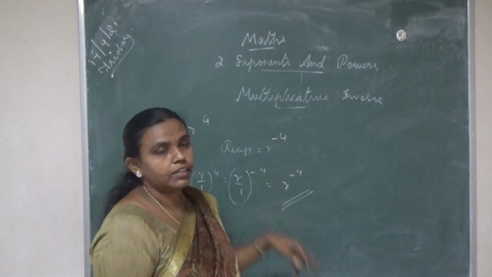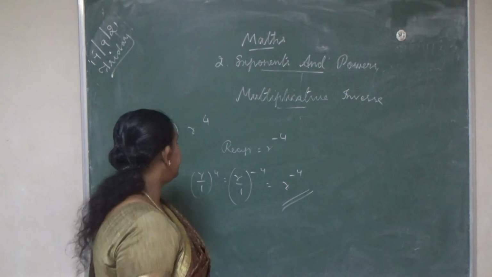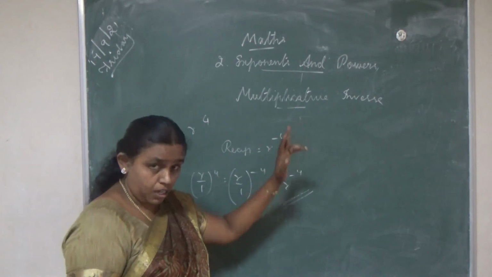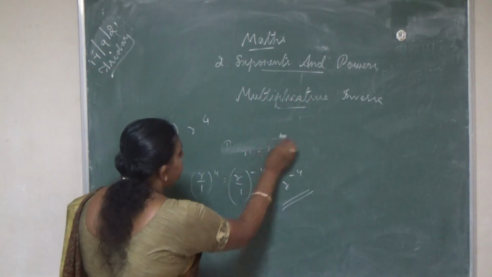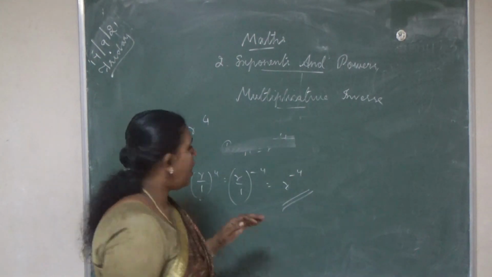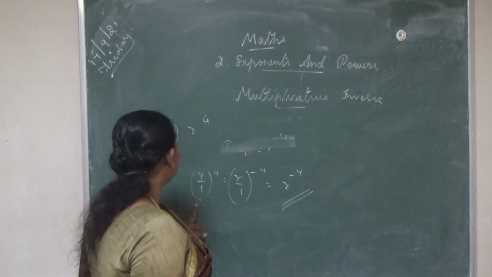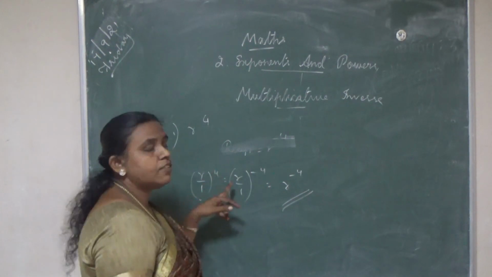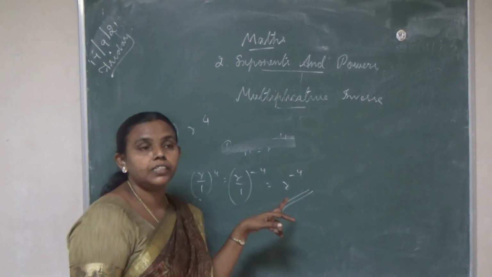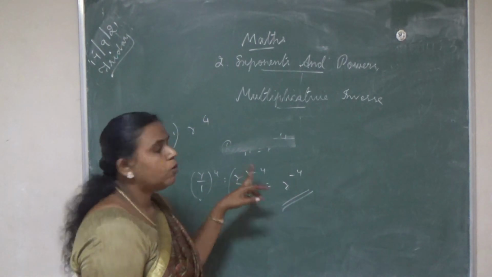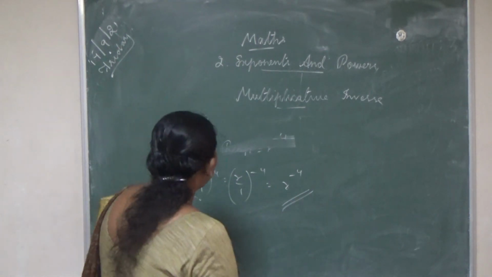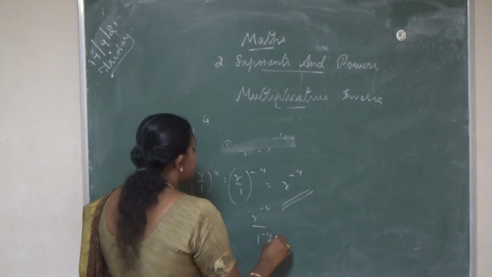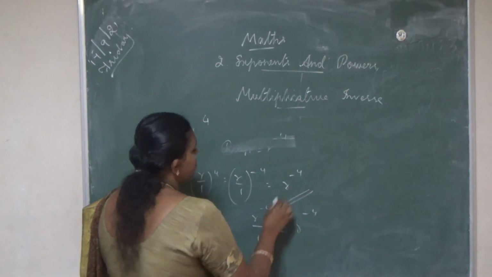I know how I got this, but for you it is difficult, that's why I am giving the steps. Reciprocal of r power 4 is r power minus 4. How did you get it? I have explained here. r power 4 is equal to r by 1 the whole power 4. I know p by q the whole power n is equal to p by q the whole power minus n for the reciprocal, so r by 1 the whole power minus 4, which is equal to r power minus 4 by 1 power minus 4, which is equal to r power minus 4. This is how I got this.